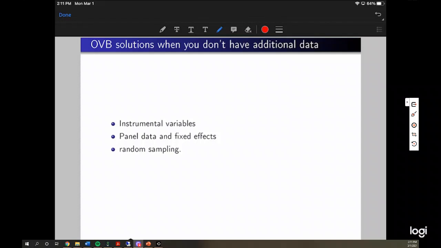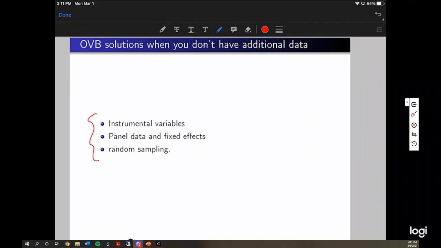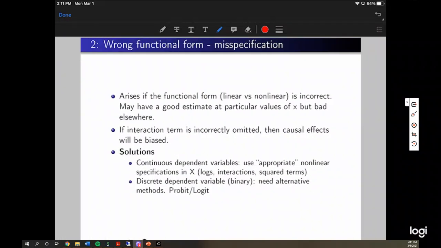Omitted variable bias solutions when you don't have additional data. So this is where you go in graduate school econometrics. You will learn about things called instrumental variables. We'll have panel data, which is data that has a time component and a cross-sectional component. And we can include things like fixed effects or random effects to control for all these omitted variables. And then ultimately we would ideally have random sampling. So we're not going to cover all these things in this class, but if you want to go on in econometrics, that's where you'll go.